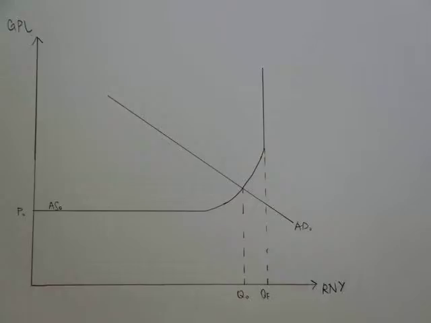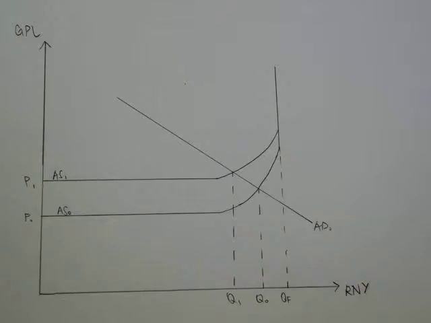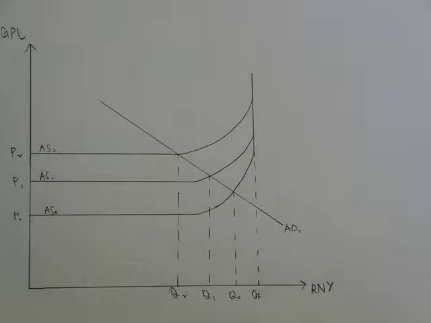Cost push inflation can also be better explained using economic analysis. In this case, the x-axis is the real national income and the y-axis is general price level, with the aggregate demand curve constant at AD0. As firms face a rise in cost, they will respond by raising prices and passing some of the cost to consumers by cutting back on production. This is shown in the diagram, where the shift of the aggregate supply curve from AS0 to AS2 causes the general price level to rise to P2 and the level of output to fall to Q2.